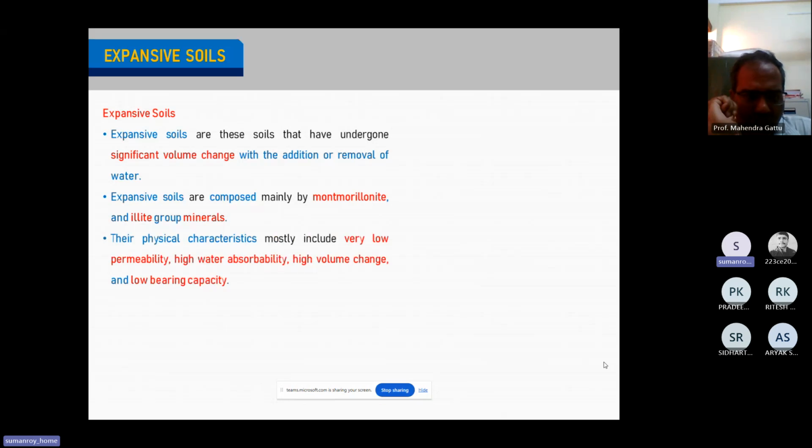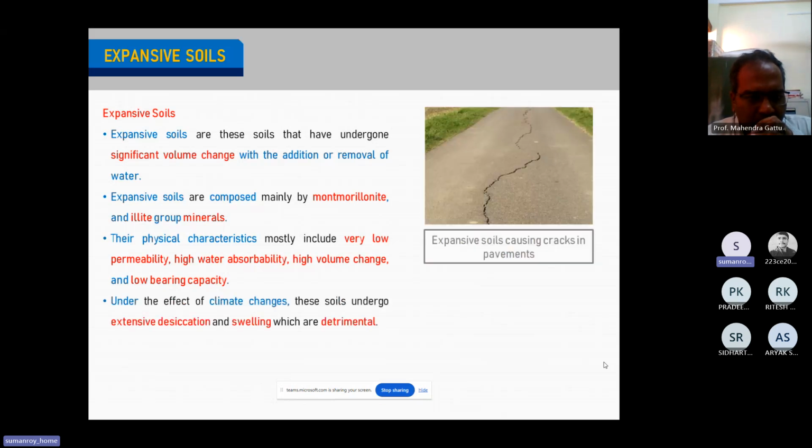The problem with these soils is that when you use them in typical field conditions or in real life, they have very low permeabilities, and they can absorb a very high amount of water, due to which they have a huge volume change. In certain cases they are also characterized by very low strength. For example, in this case, the pavement's base, its subgrade layer, is made up of expansive soils.